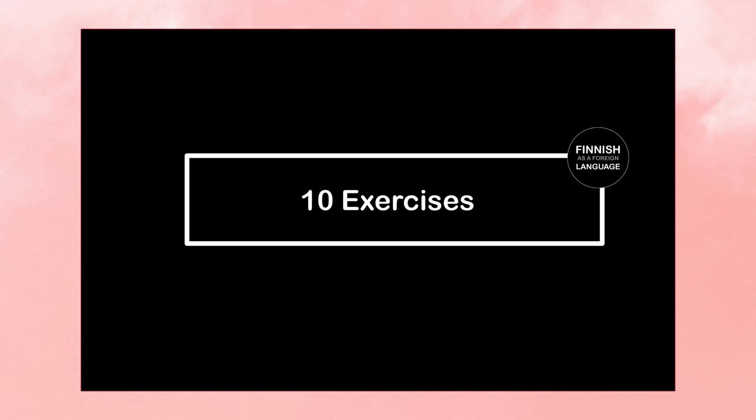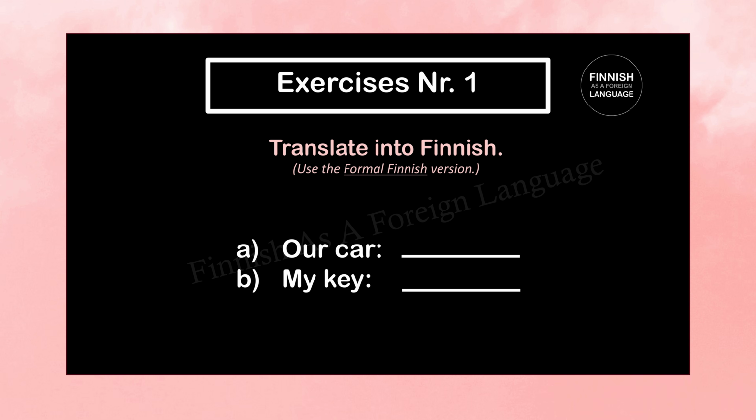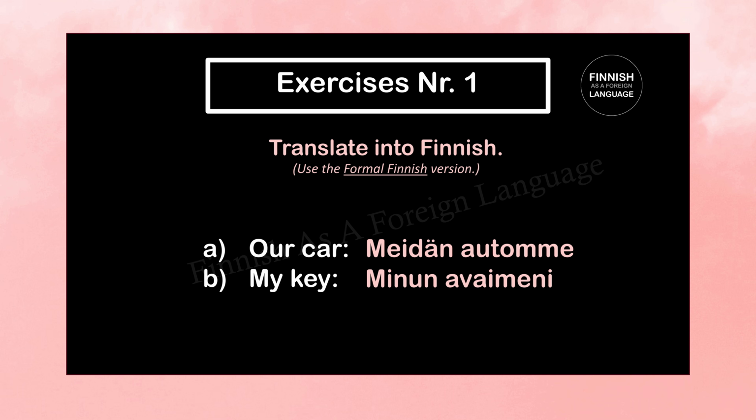Now we move on to our last chapter for today, the exercises and solutions. For each exercise, we have 5 seconds time to answer. So let's start with the first one. Translate into Finnish, our car and my key. How do you say that in Finnish? That's right. Our car in Finnish is meidän automme. And my key in Finnish is minun avaimeni.